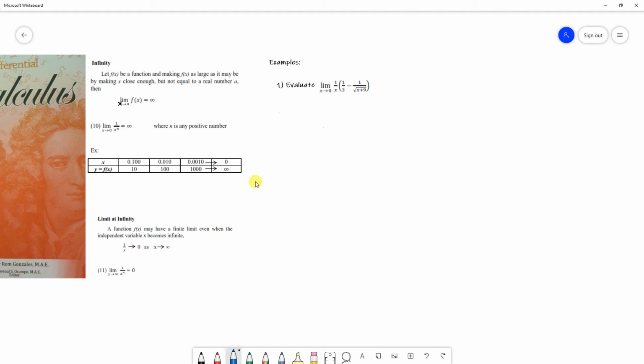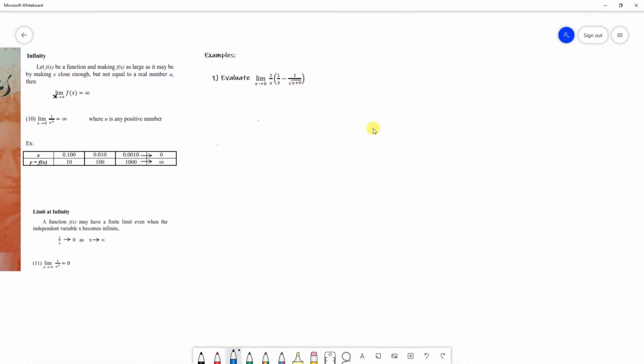Okay, in example number 1, tayo punta. Find or evaluate the limits of 1 over x times the quantity 1/3 minus 1 over square root of x plus 9, where x approaches to 0. So, by inspection, by looking first, bilisan tingin. If x approaches to 0, directly substituting the value of x to 0 in the first function, 1 divided by 0 is actually undefined na.